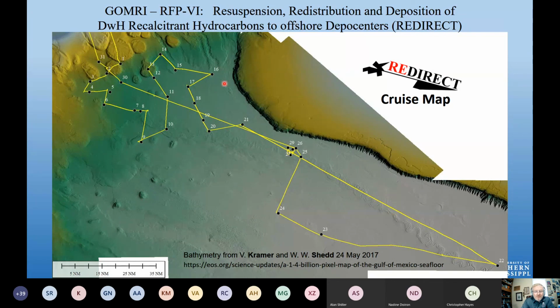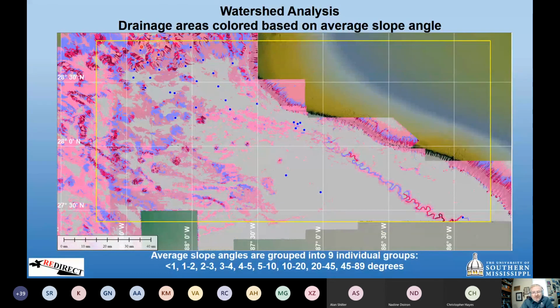We took the high resolution bathymetry which was published in 2017 by Kramer and Shedd from BOEM, and looked at sites based on seafloor morphology. So I modeled a watershed analysis based on this very high resolution bathymetry. And what you see here, the different colors are basically giving you slope angles on the seafloor. The lighter, or grayer, the color, the flatter the seafloor, and then you get these high slope angles up to the northwest.